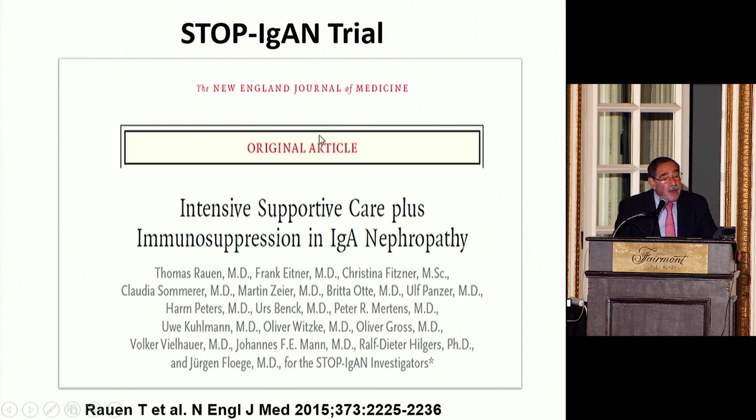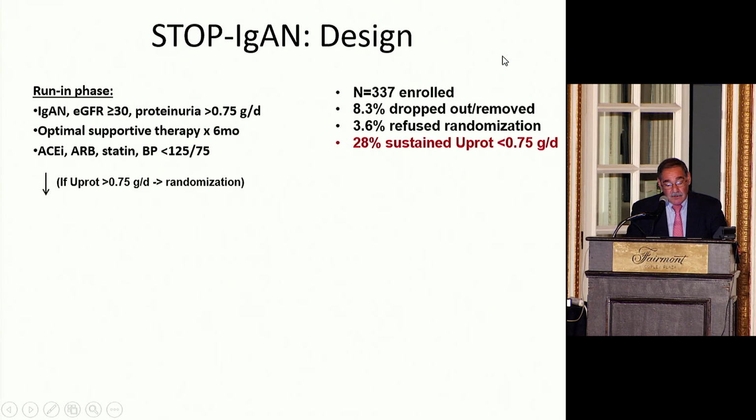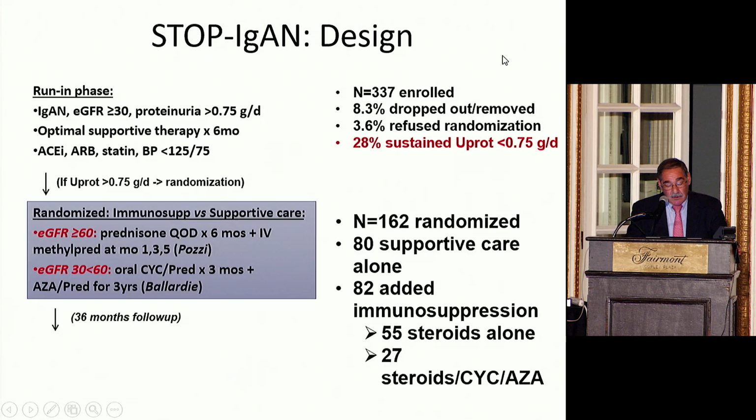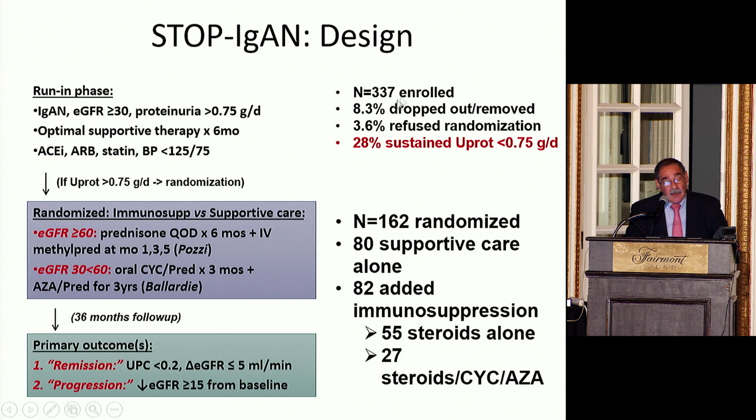So here's the STOP IgA trial. And as I said, we're getting more and more trials here, but it's not necessarily clarifying things, though it could be. So here's a large trial that has control data, but it's how you interpret the results that makes the difference. Okay. So first of all, they enrolled 337 patients.